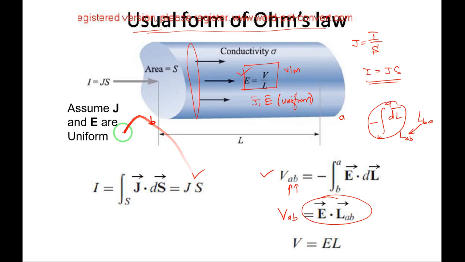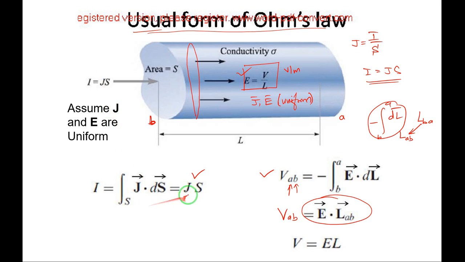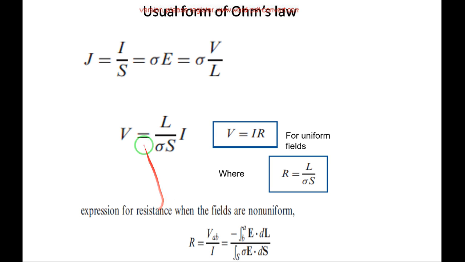Then next we'll try to establish, because still the usual form of Ohm's law we have to come across. We'll see next. We got V, right? We got I. Then what about R? We'll see. From this we know I is equal to JS. J is equal to what? I by S. Then we know that J equal to sigma E also. This is the point form of Ohm's law. J equal to sigma E, right? We are not taking the vectors here, just magnitudes. J equal to sigma E. Then sigma as it is. What is E? E is equal to V by L.